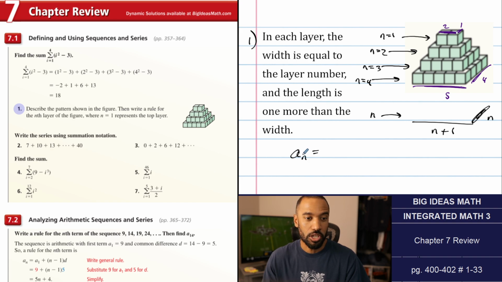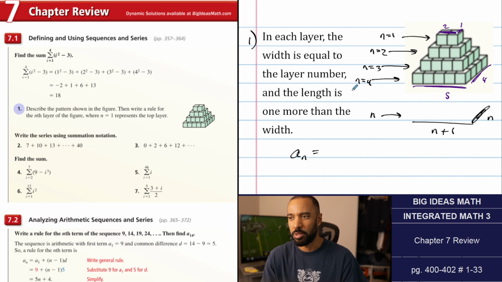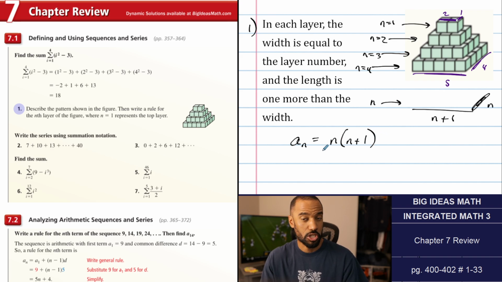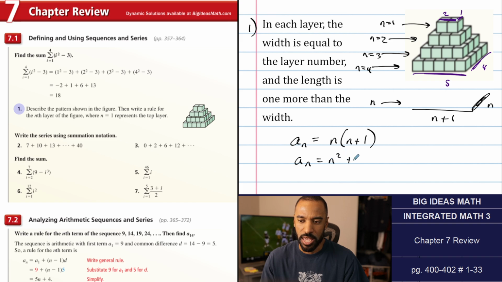How many cubes are in there? Is that where they say? Is that what they're talking about for the pattern? Yeah, basically for how many cubes are in each layer, we are multiplying width by length. This could be proper right here that we could say. We could also say n squared plus n if we distribute it.